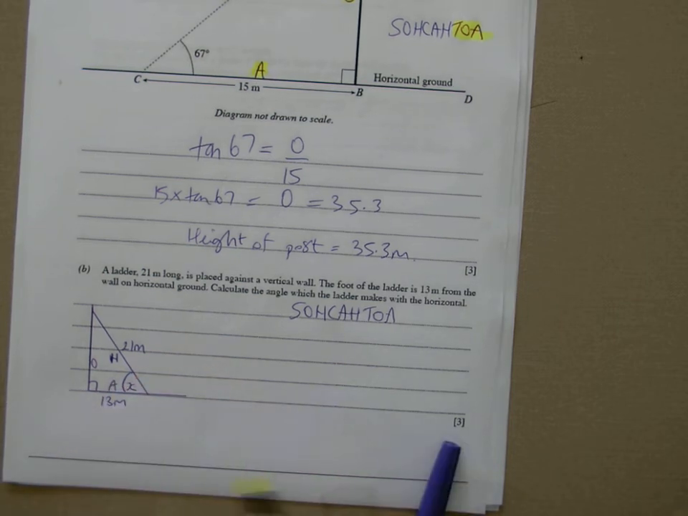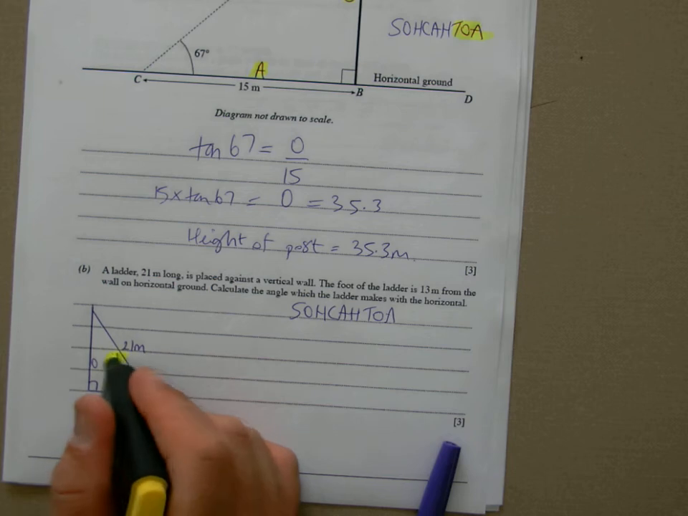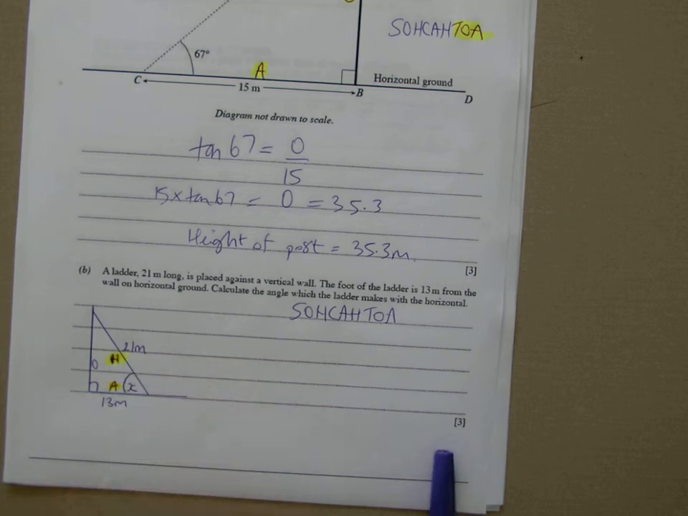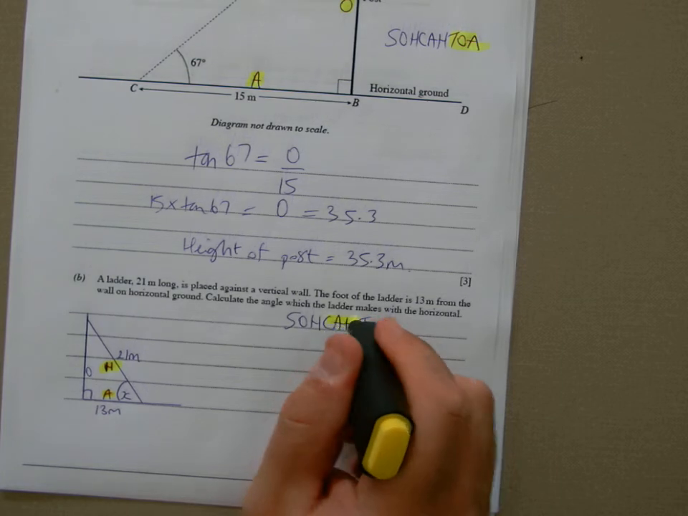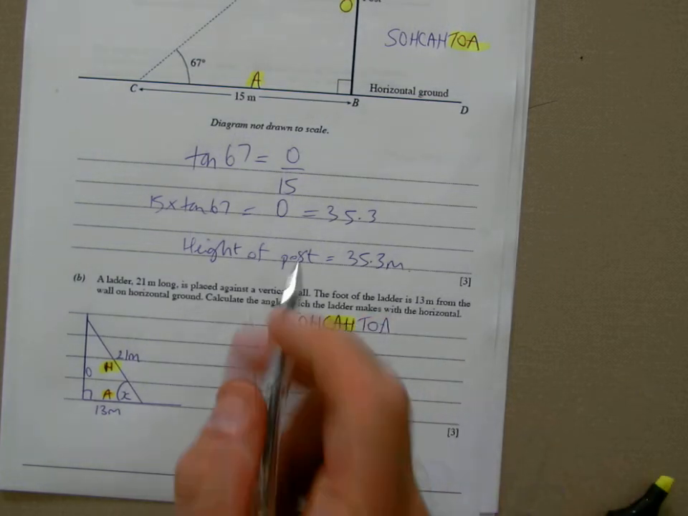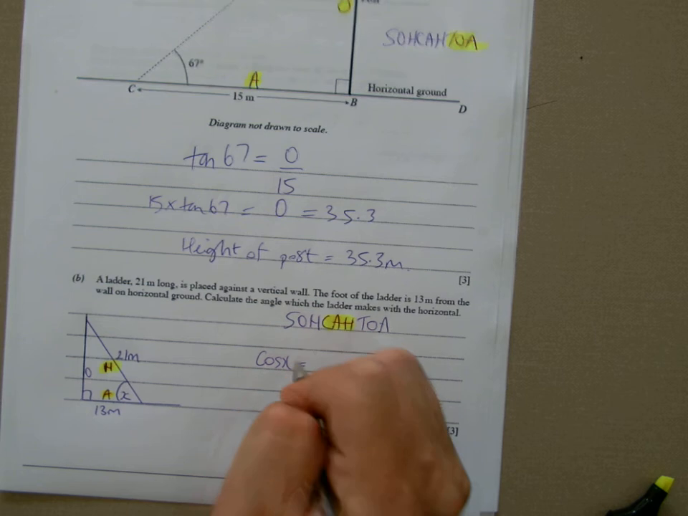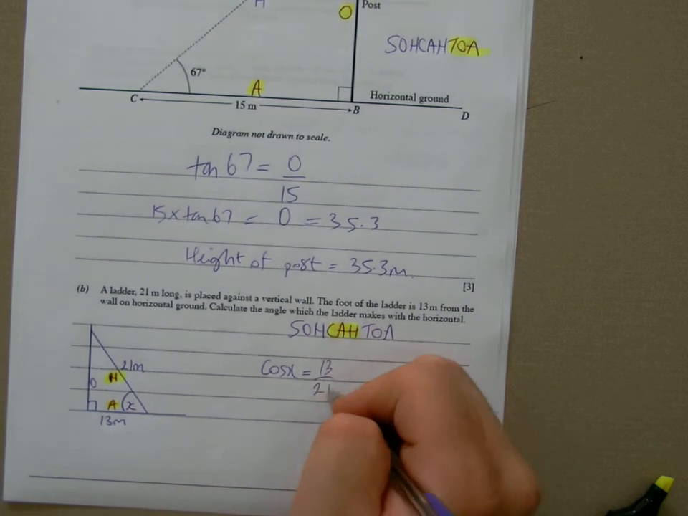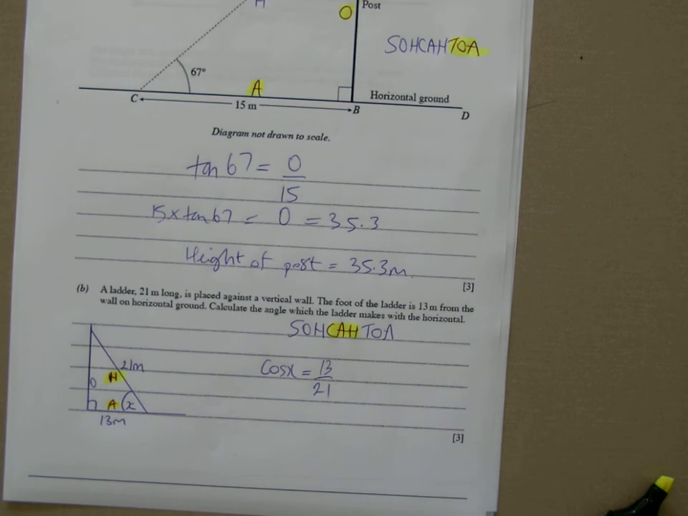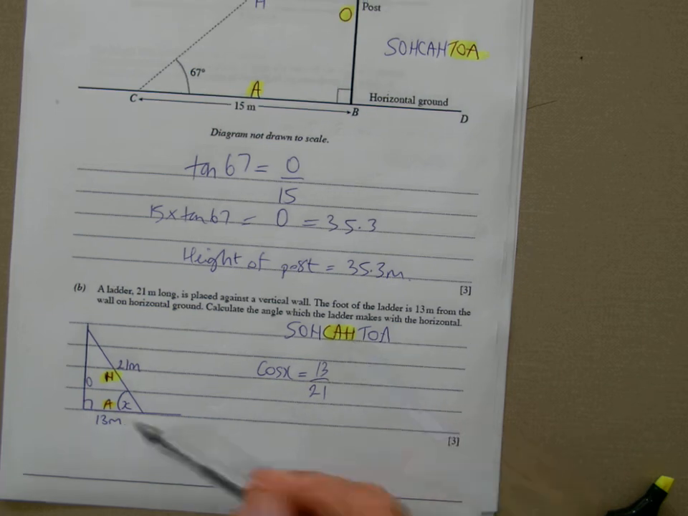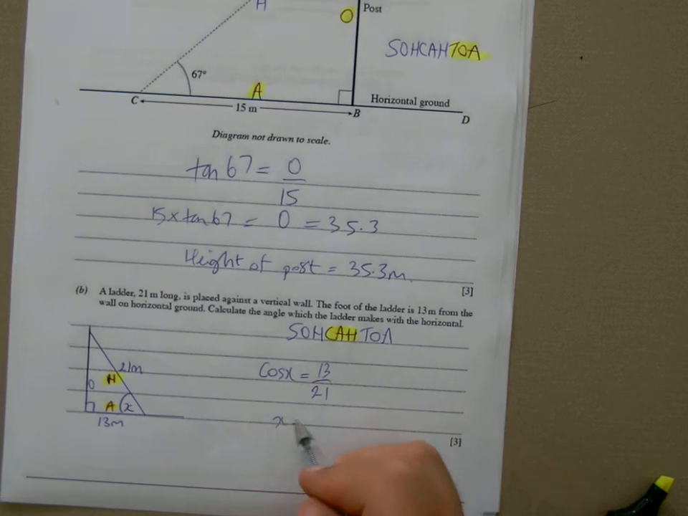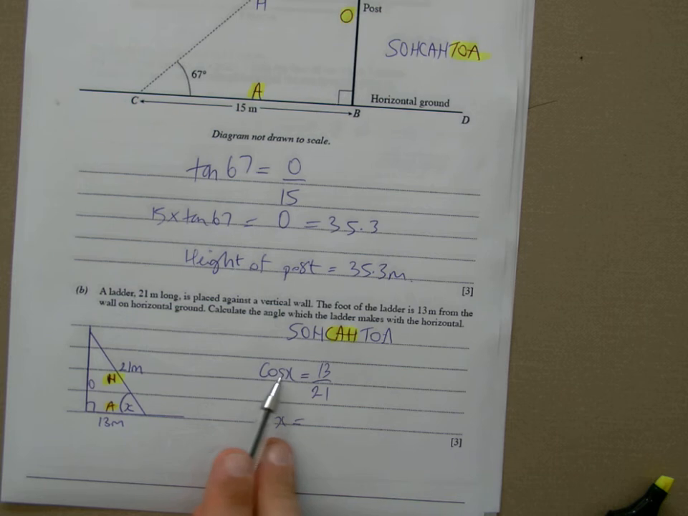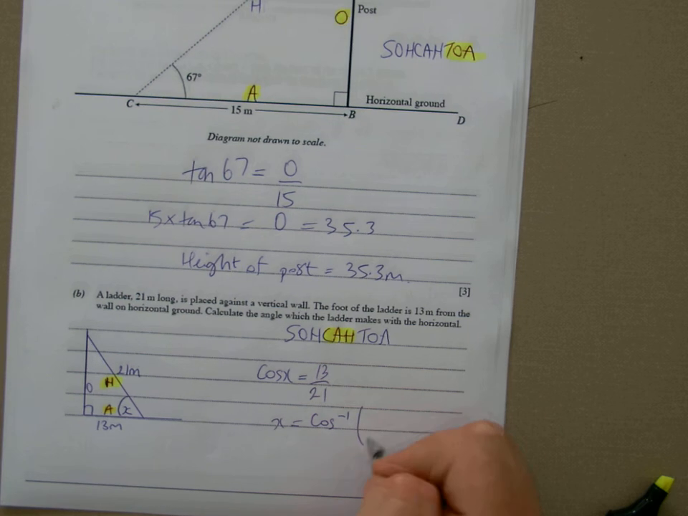The two sides I'm going to use are A and H, because those two sides are given to me. And A and H is CAH, cos. So cos of X is equal to A over H, so 13 over 21. To get X, remember when you want to get the angle, you've got to get rid of this cos. So you take the cos over to the other side, but you do cos inverse, cos to the minus 1.